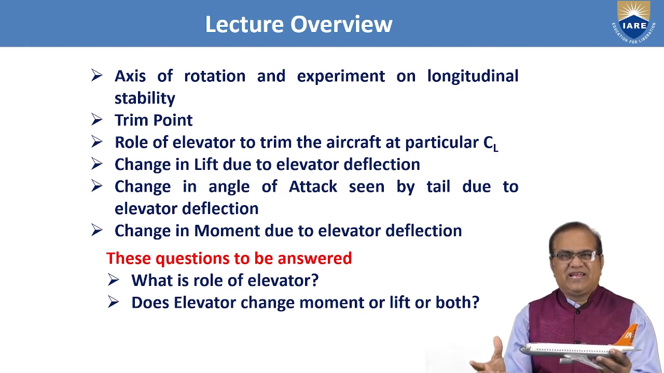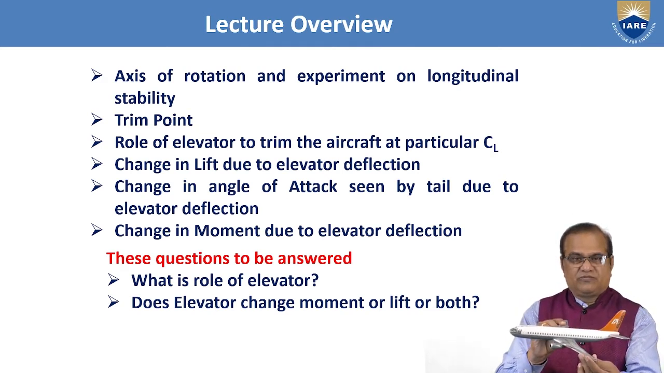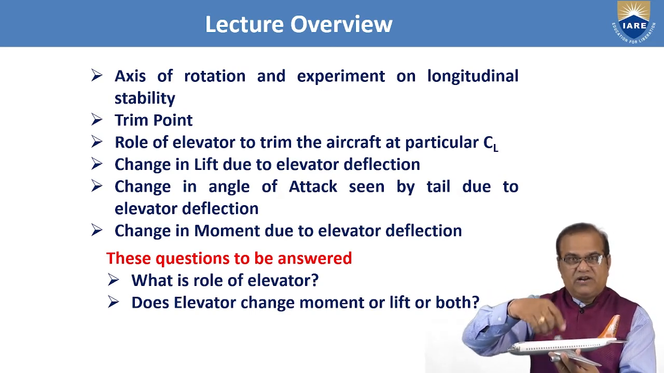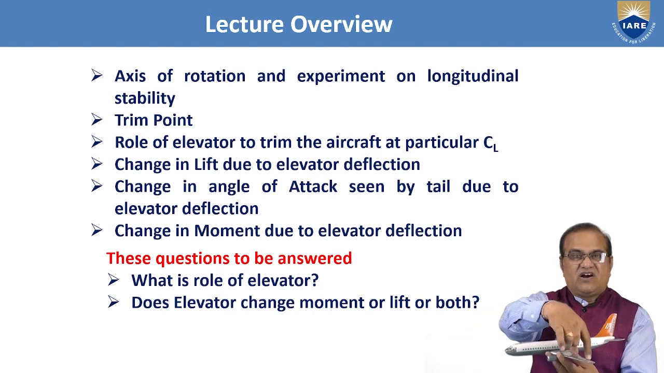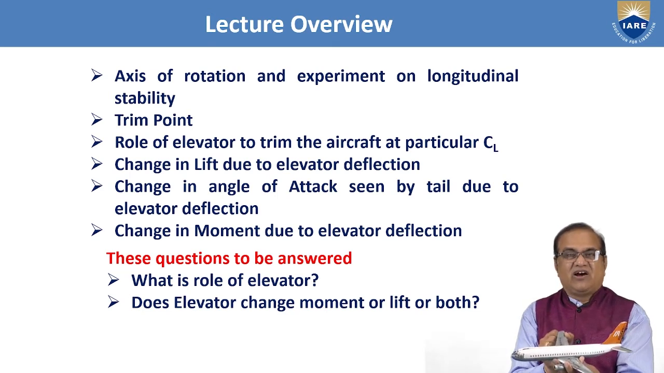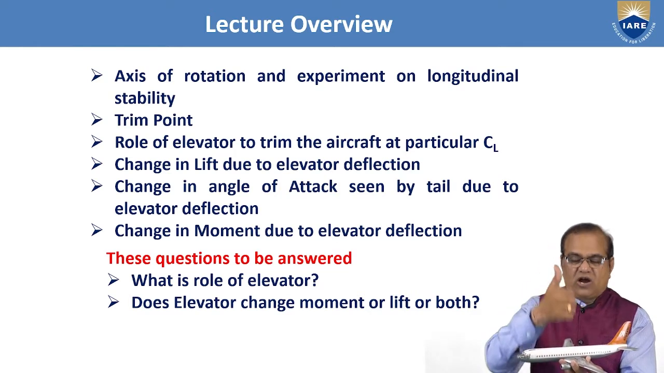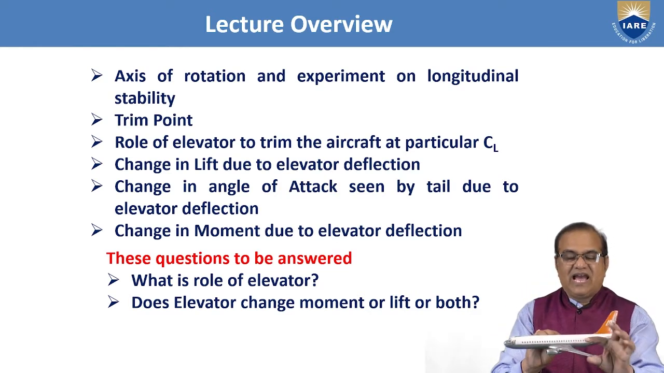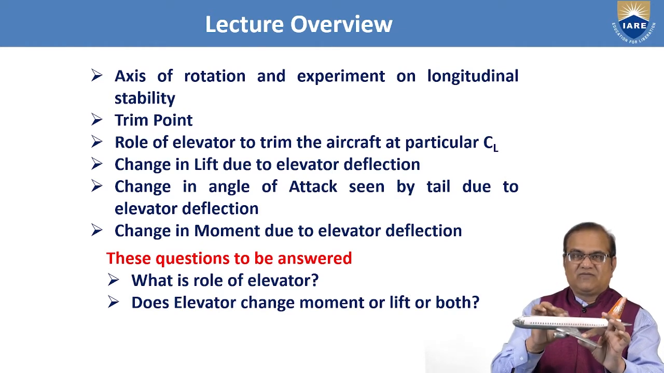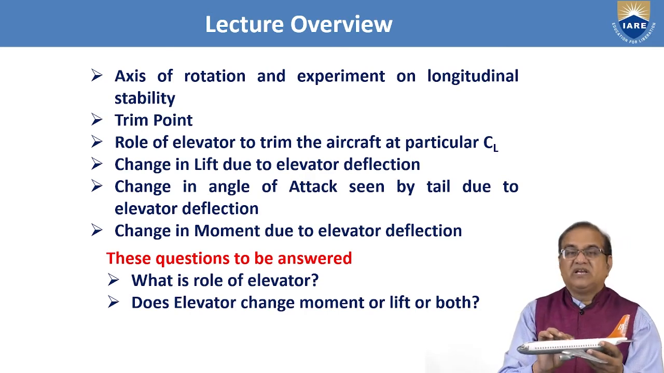I want to explain here that if I want to roll the aircraft left wing down, I have to have more lift on the right wing and less lift on the left wing. So the right aileron should go down and the left aileron should go up. The lift will be more on the right wing and less on the left, and the left wing will go down and the right will go up. This is the purpose of ailerons.